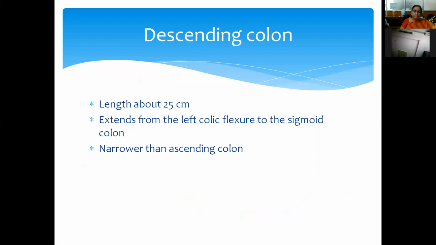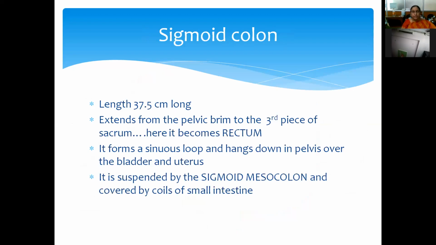Coming to the descending colon, the length is about 25 centimeters. It extends from the left colic flexure to the sigmoid colon. It is narrower than the ascending colon. Next one is the sigmoid colon. The length, you can see it is very lengthy, around 37.5 centimeters. It extends from the pelvic brim to the third piece of the sacrum, and there it becomes the rectum. It forms a sinuous loop and hangs down in the pelvis over the bladder and the uterus. It is suspended by the sigmoid mesocolon and covered by coils of the small intestine.